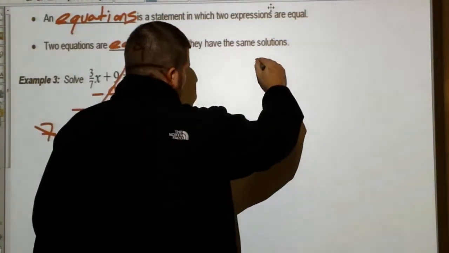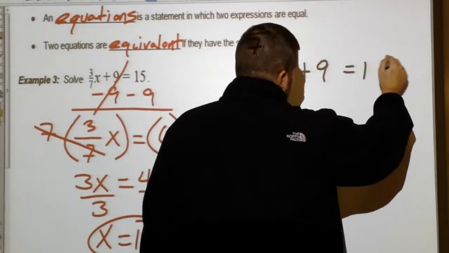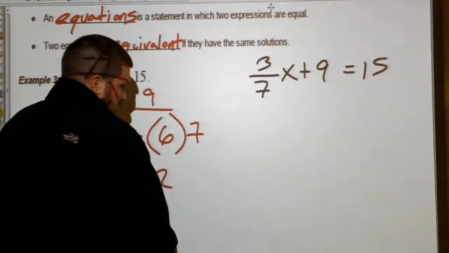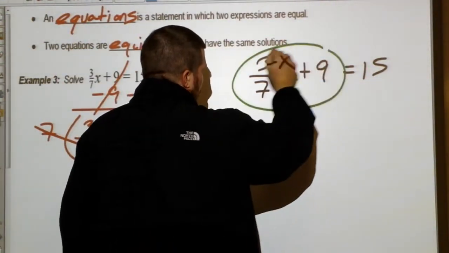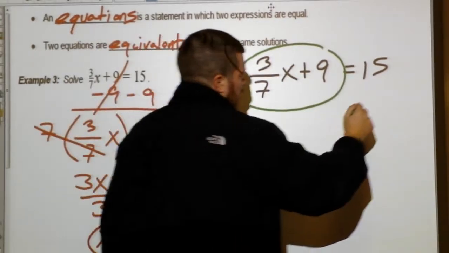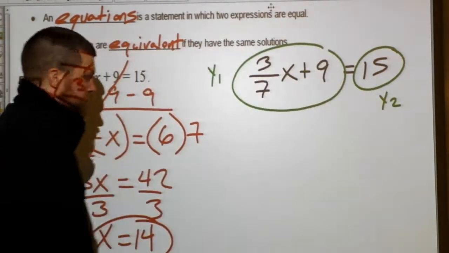So again, I'm just going to start off with the same problem. 3/7 x plus 9 equals 15. And I'm going to graph. So when I say graph, what I mean is the left-hand side, whatever's on the left, is always going to go in y1. The right-hand side, whatever that is, is always going to go in y2.